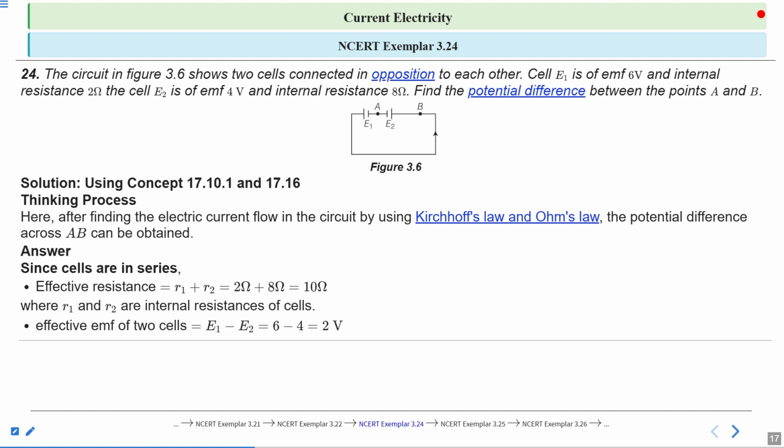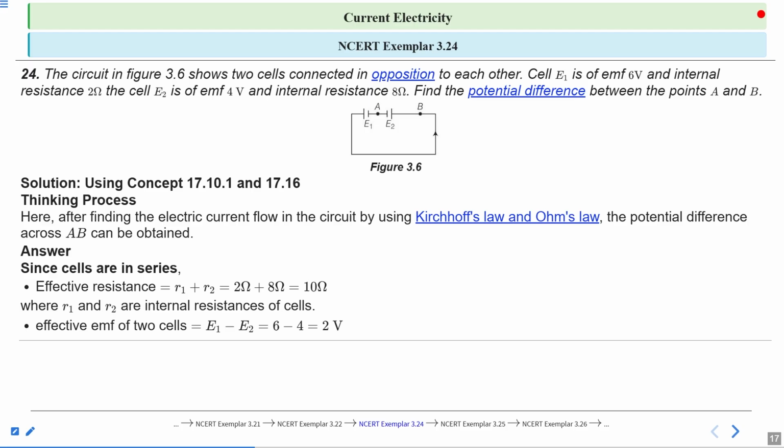Effective EMF of two cells. We know that effective EMF will get added. But in this condition, both the cells are in opposition. They are connected other than the standard condition. What is the standard condition in which we generally connect the cells? Negative terminal of one cell with positive terminal of another cell. But in this condition, they are connected in opposition. So the EMF of the second cell will get reversed. We will take it with a negative sign. So E1, because E1 is greater.